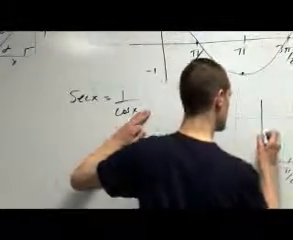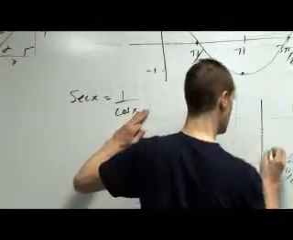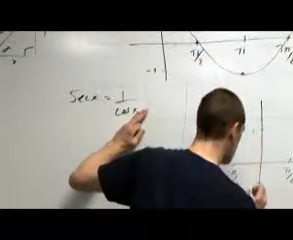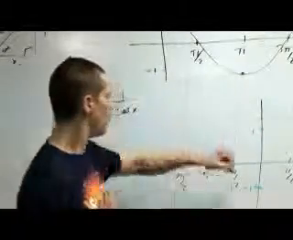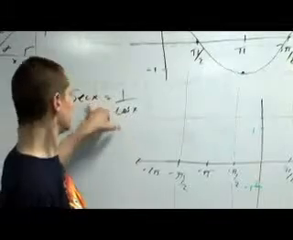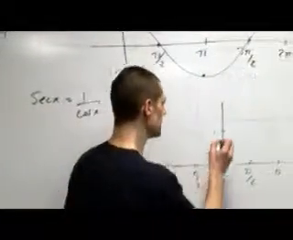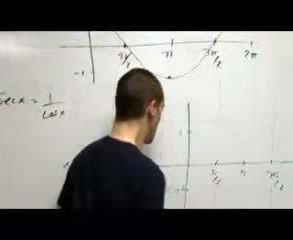Let's think about what happens when cosine x is 1. And I'll put this line right here. Here's 1. Here is not negative 1 because it'd be right about here. So when cosine x is 1, secant x is also 1, right? So here's a place for this.